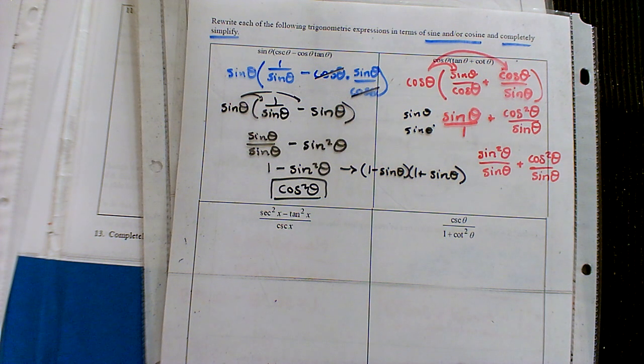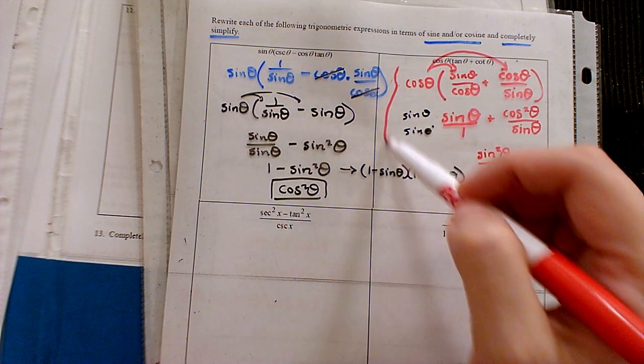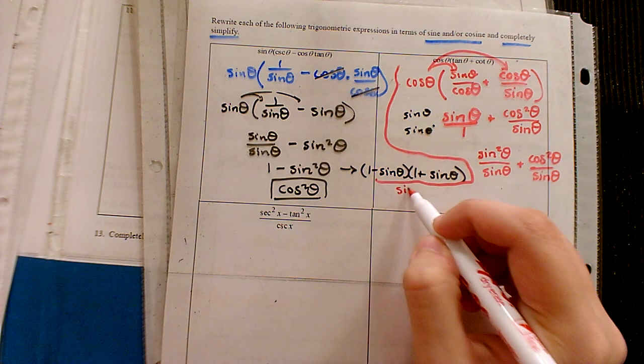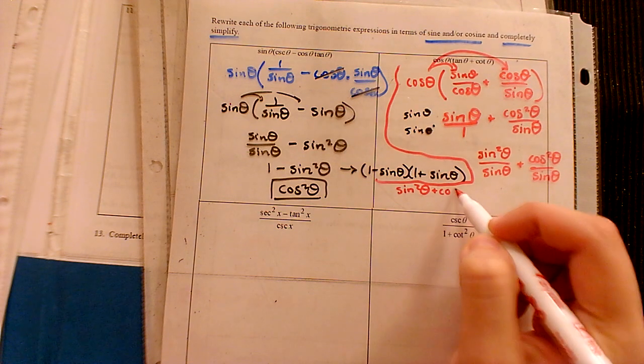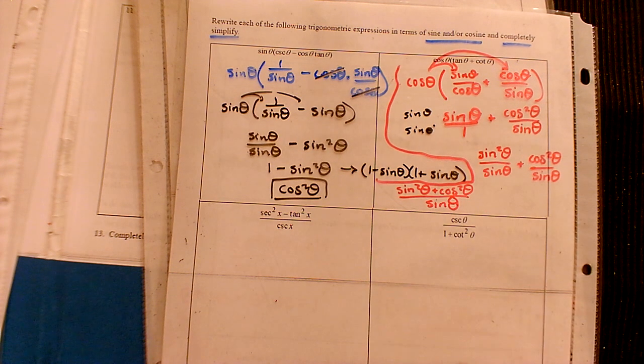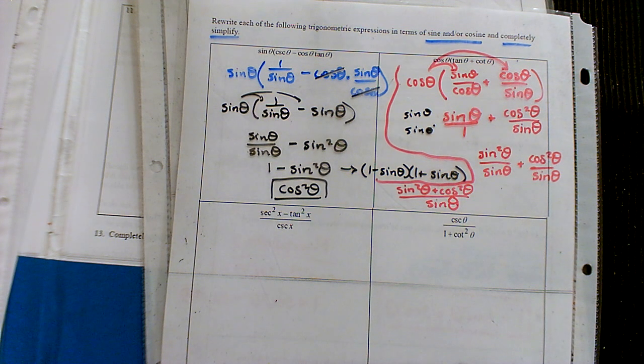Now that we have a common denominator, how do you actually add fractions? Good, Rebecca? You just add the numerators and keep the denominator. There we go. Add the tops. So sine squared plus cosine squared. And then keep the common denominator. Do you notice anything? Can we use an identity to help us rewrite something?